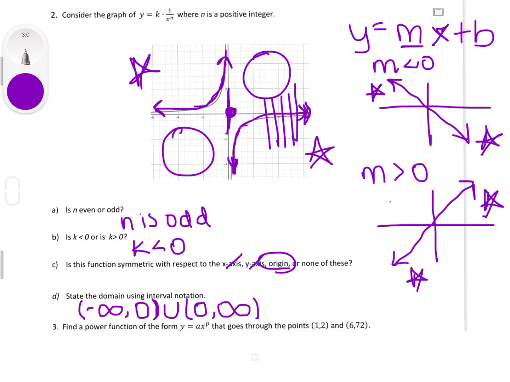So that's our domain. And it wants us to find a power function of the form y equals a times x to the p that goes through these points 1, 2, and 672. So I'm actually going to do that in a different video because I'm kind of running out of room here. So click on the next one for that question.